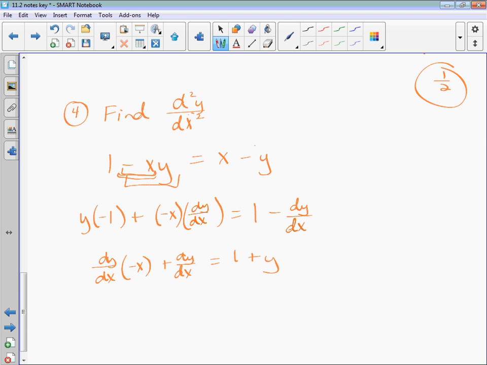Derivative of y. So derivative of y would be 1, but since it was a y, we also have the dy/dx. Okay, so like, you get that the derivative of x is 1, right? So the derivative of this is 1, except it's of y, so we always have dy/dx attached to it when it's a y.